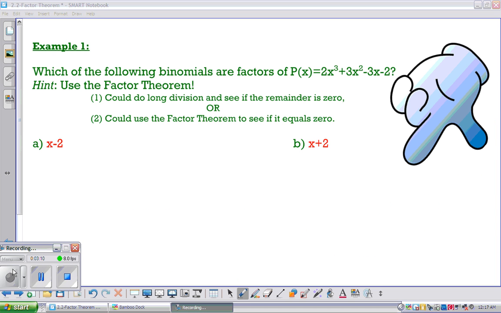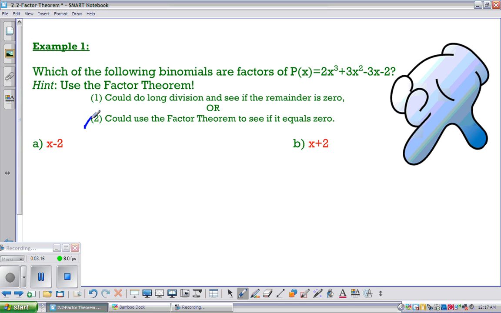So we have to figure out which of the following factors are actually factors. So we're going to use the factor theorem. This is one option. Another option, though, is you could have done the long division and noticed that the remainder was 0. So if we're going to solve this, you would set this equal to 0. So that means that x equals 2.